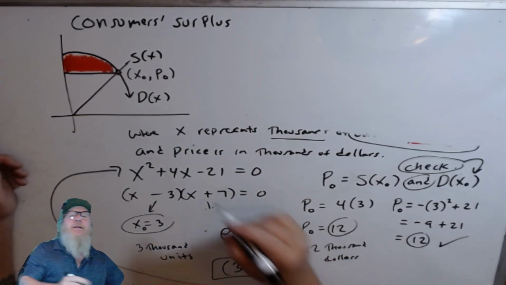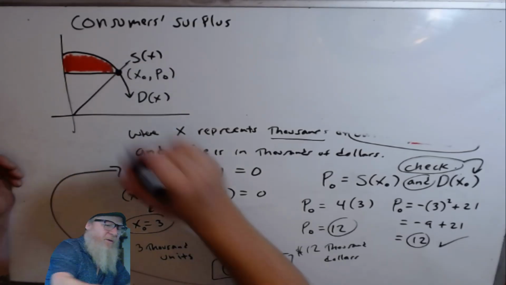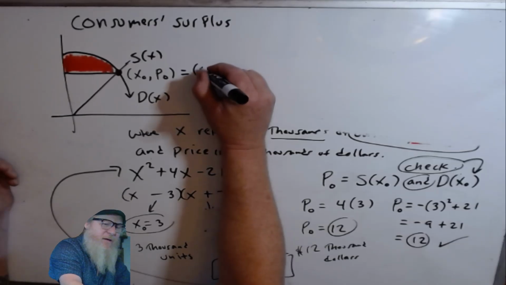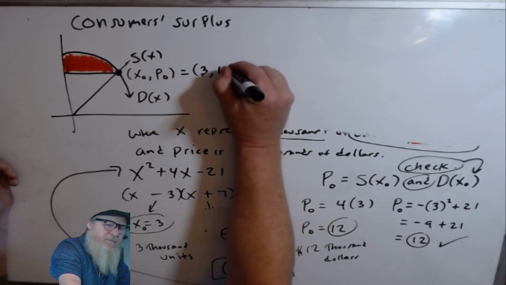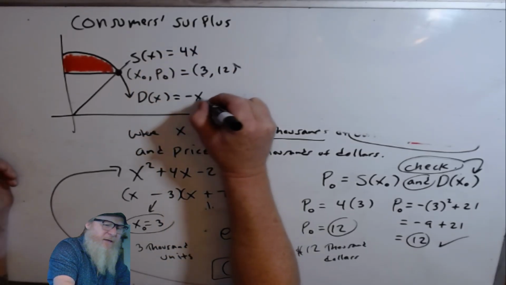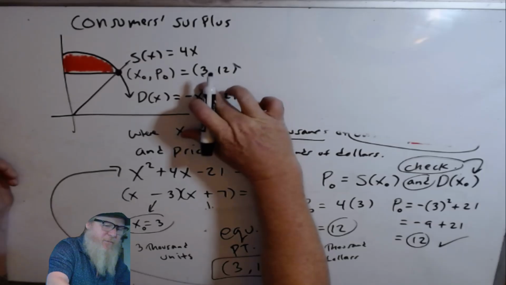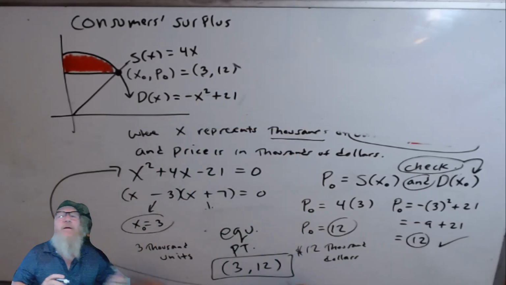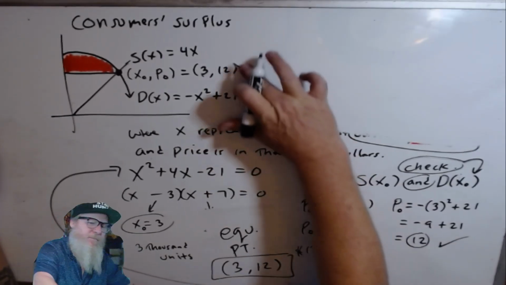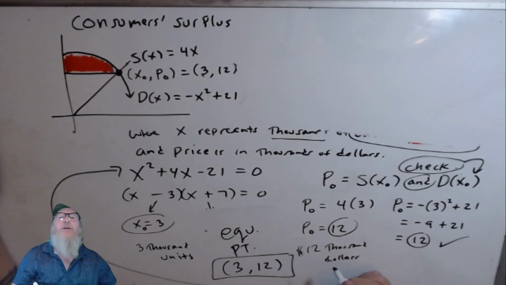All right. So the equilibrium point is where they're equal to each other. In this example, it's 3, 12. My S of X is 4x, and my D of X is -x squared plus 21. That picture is just to remind you what you're looking for, in case you forget the formula.